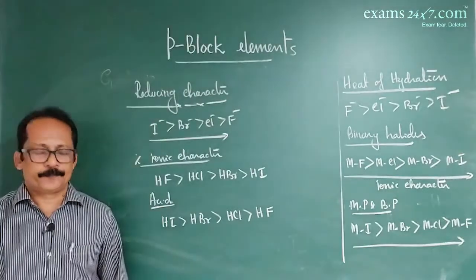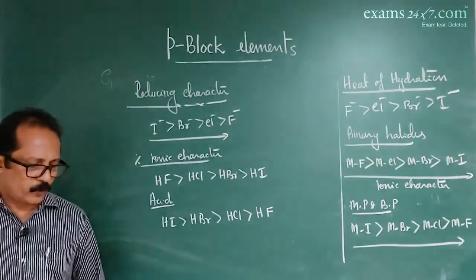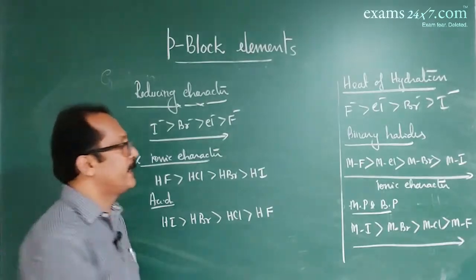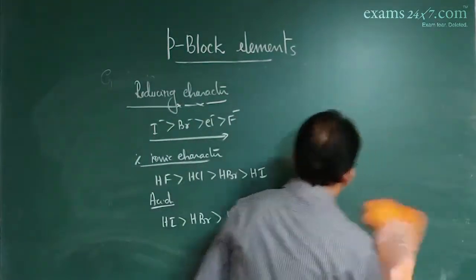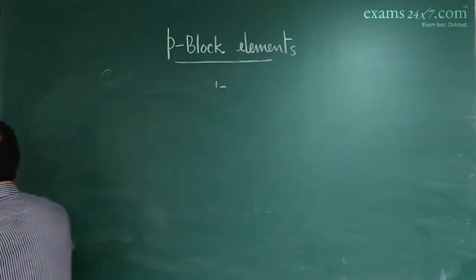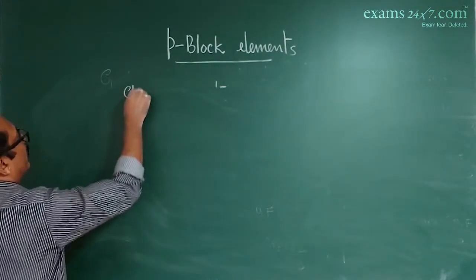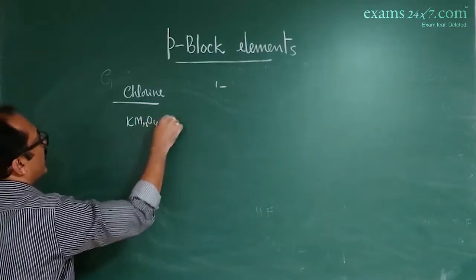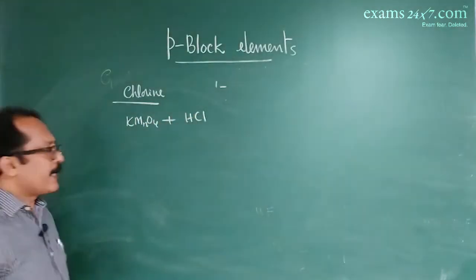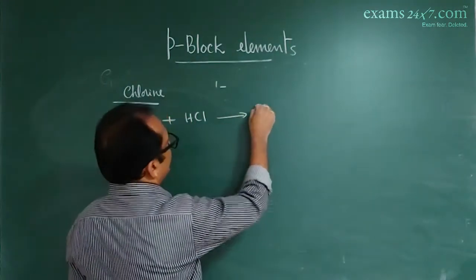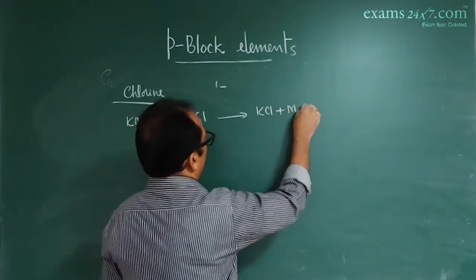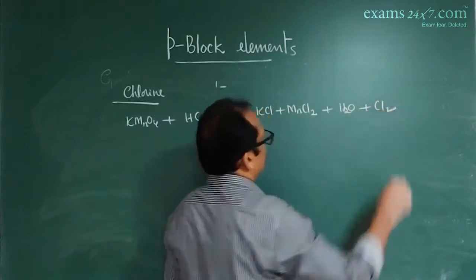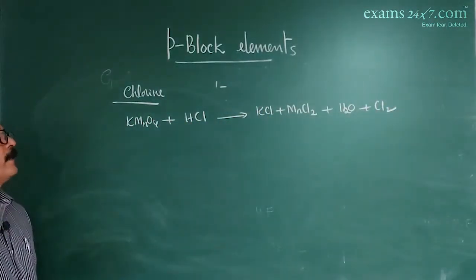Now, about the reactivity of chlorine. First we will go for preparation of chlorine. When potassium permanganate reacts with HCl, that liberates chlorine. Here potassium permanganate acts as an oxidizing agent. It reacts with HCl to give KCl, MnCl2 plus H2O, liberating chlorine. So this is about the lab preparation of chlorine.